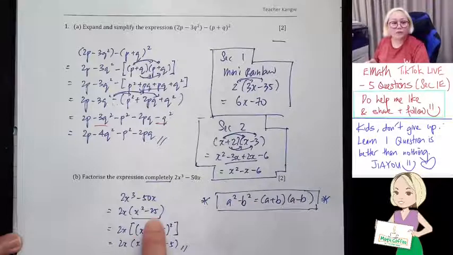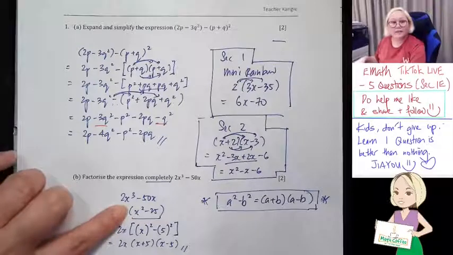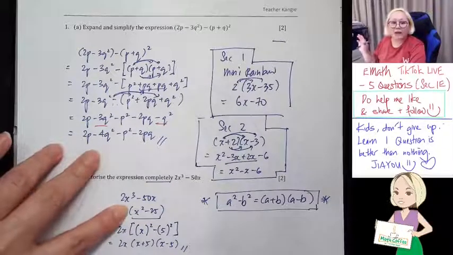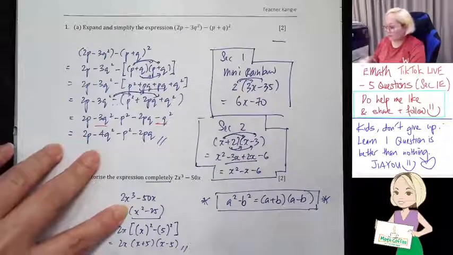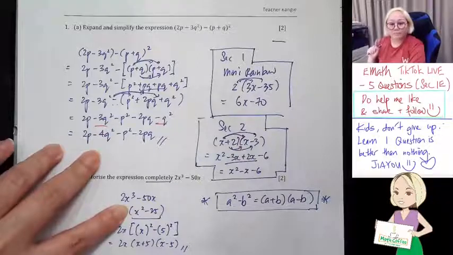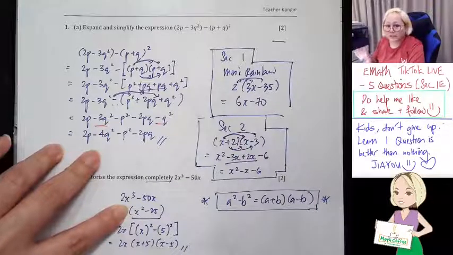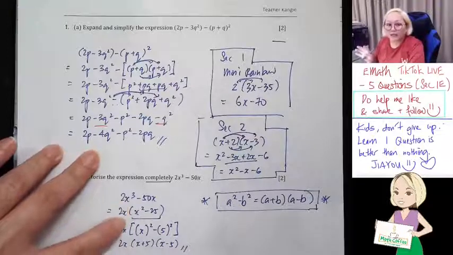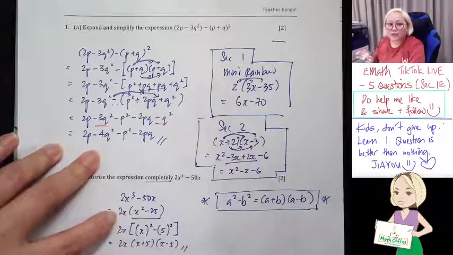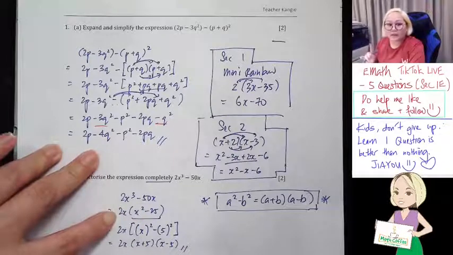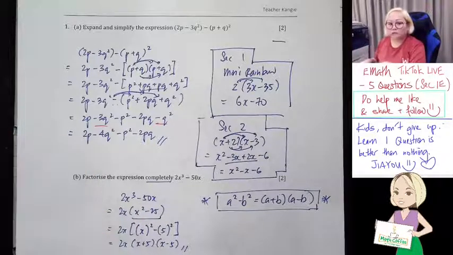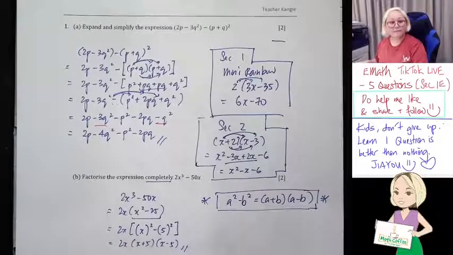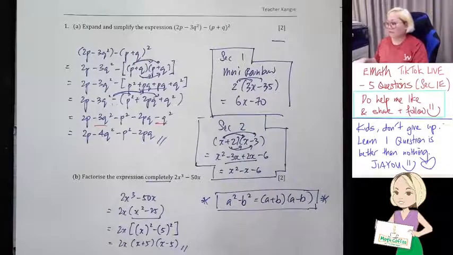And sometimes students take out the common factor, then their 2x disappears. They go and divide by, sorry, they divide by 2x, and then they are left with x squared minus 25. But take note, this is an expression. It is not an equation, right? So you can only take it out and still put it outside. It doesn't disappear. So this is for question 1B, using taking out common factor and a square minus b square.